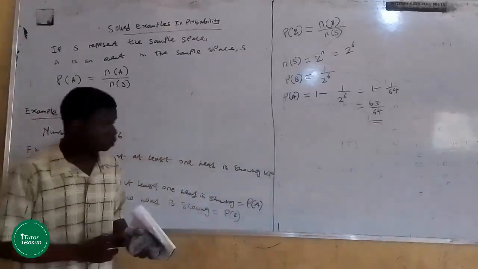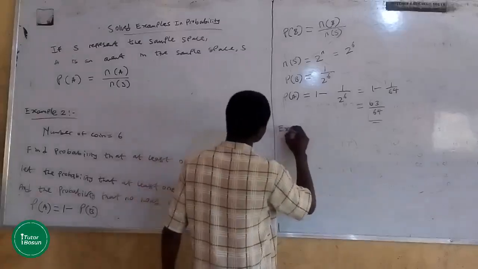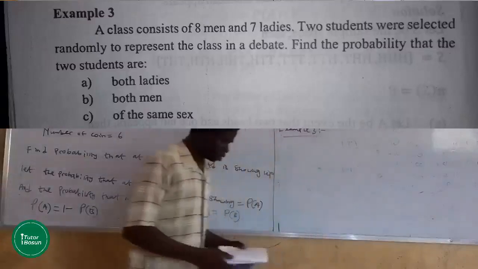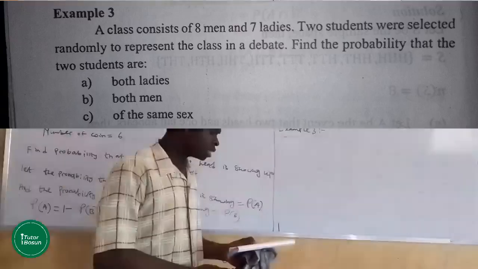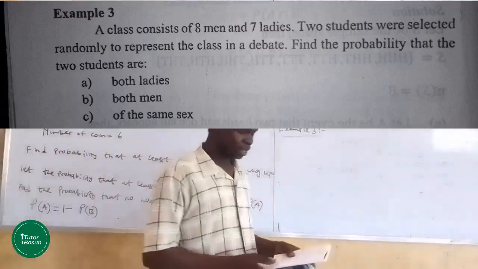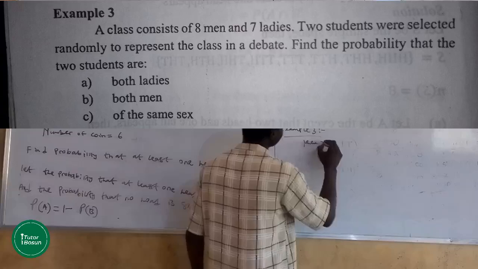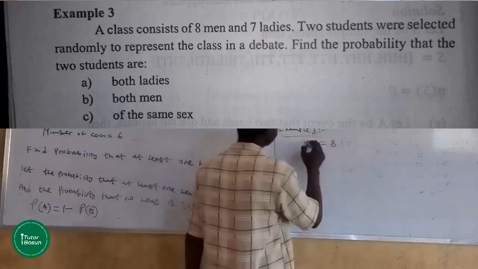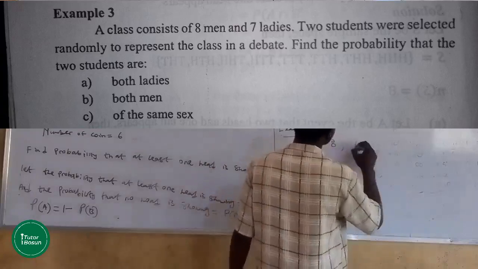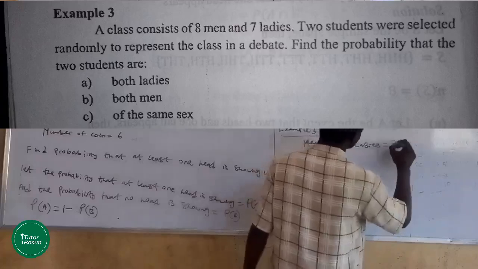So we move to another example, example 3. So the third example says a class of 8 men and 7 ladies. A class of 8 men equals 8 and 7 ladies equals 7.